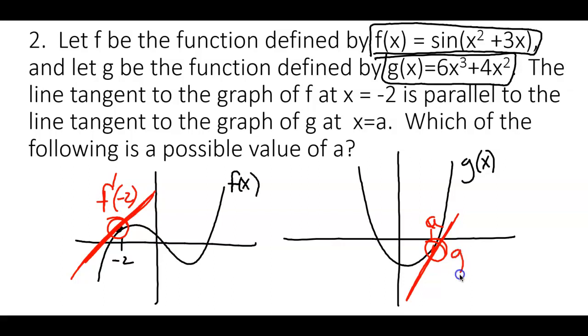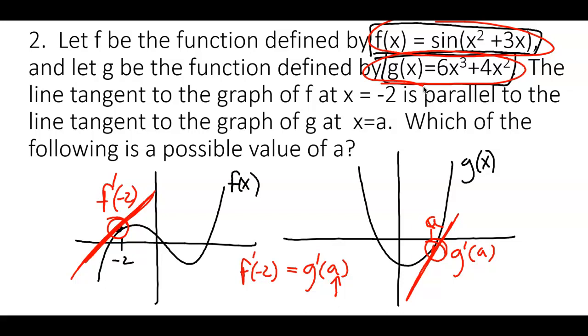And then I need to find the derivative of g at this number, because that's the slope of those tangent lines. So the slope of f at negative 2 should be equal to the slope of g at a, if those lines are parallel, because parallel lines have the same slope. So here's what I'm going to do on this problem. I'm going to find f prime of negative 2, and then I'm going to find what value of a I can plug into the derivative of g to actually get a parallel line there. All right.